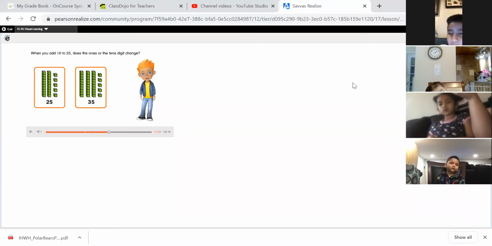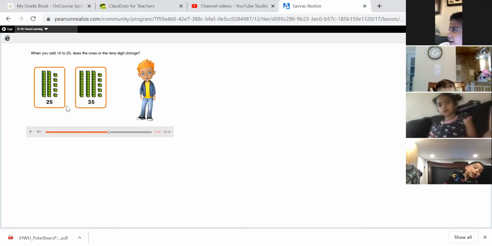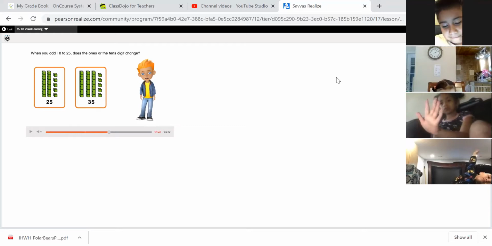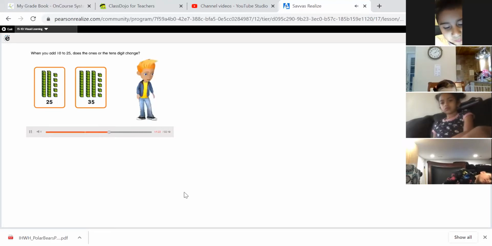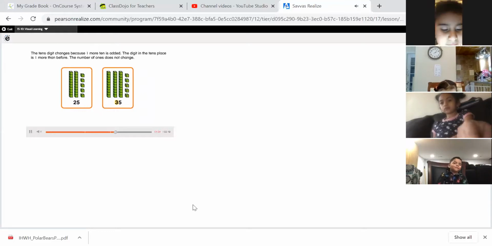Yeah, we started at 25. 10 more is 35. Which number changed, the 5 or the 2? Ones place? 2? Yeah, the tens place. The 2 changed to a 3. It went up by 10. The tens digit changes because one more 10 is added. The digit in the tens place is one more than before. The number of ones does not change.